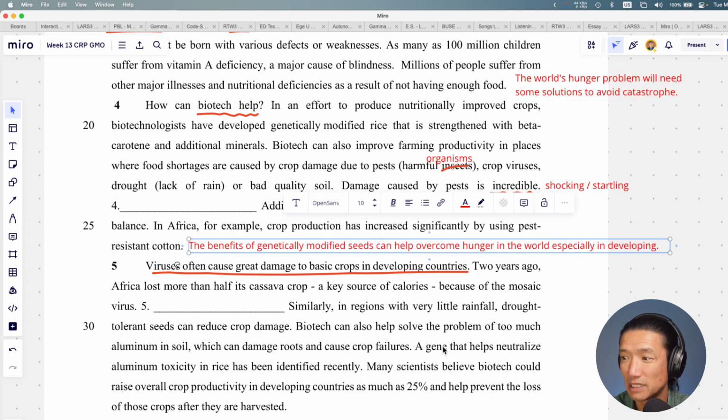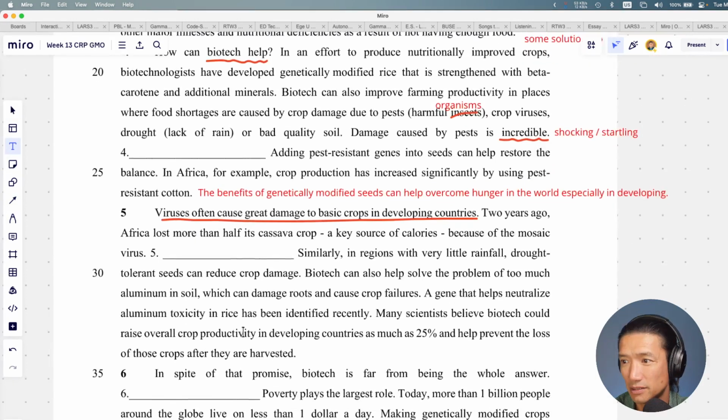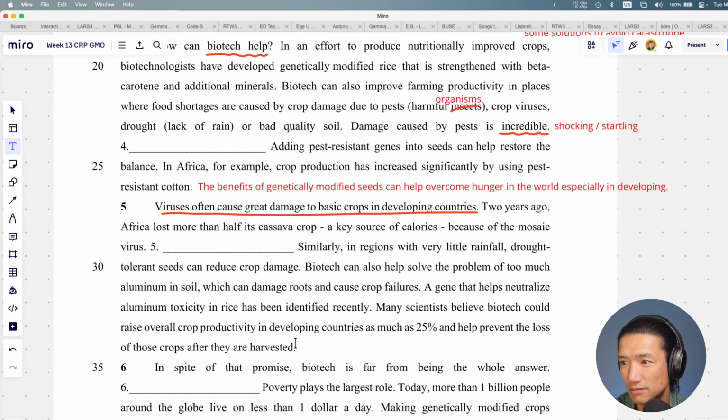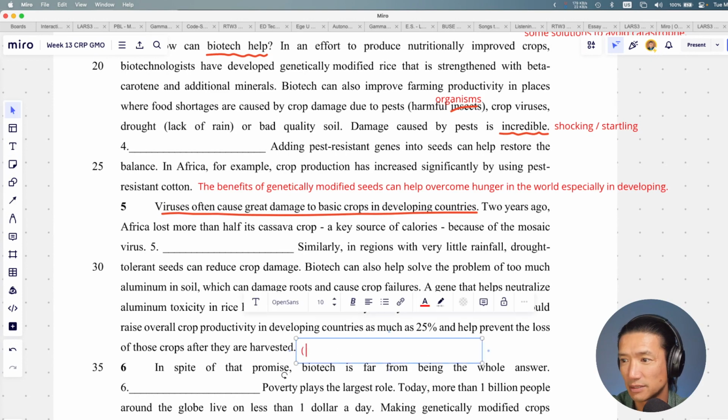Many scientists believe biotech could raise overall crop productivity in developing countries by as much as 25%, and help prevent the loss of those crops after they are harvested. So many scientists, right? We need a citation here, even, right? That's why I always ask you guys, we need a citation here. What's the name and the year of this article?